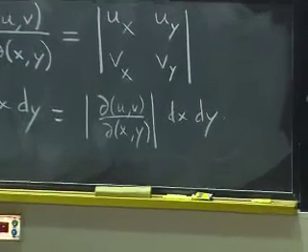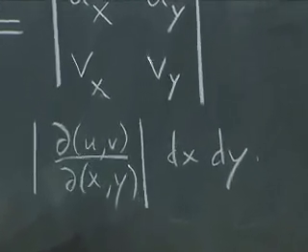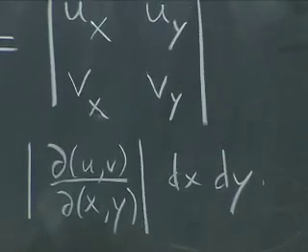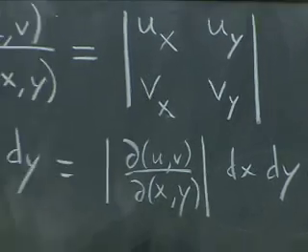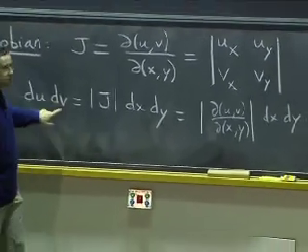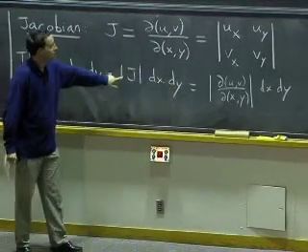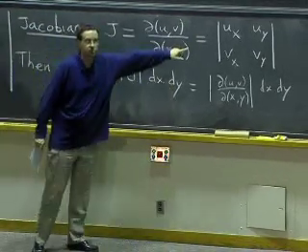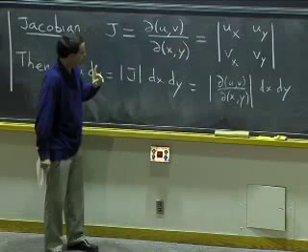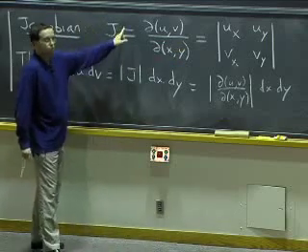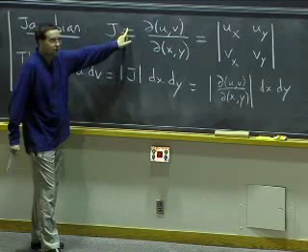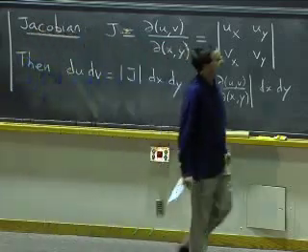Okay, so this is just what you need to remember, and it says that the ratio of the area in uv coordinates to the area in the xy coordinates is given by this Jacobian determinant. Except one small thing, it's given by actually the absolute value of this guy. Okay? So what's going on here?